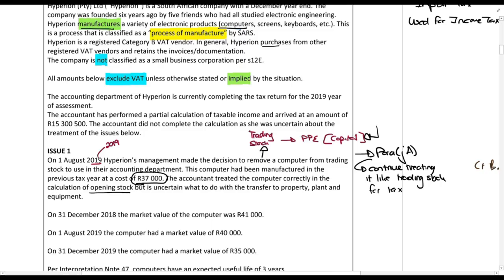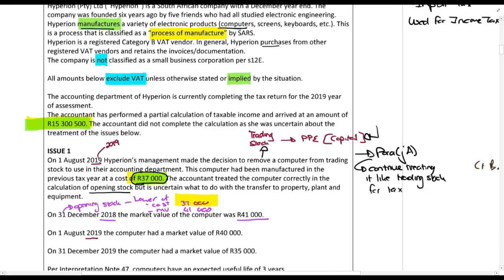Okay, so remember they told us that they've already calculated some taxable income. They tell you that they've correctly included that amount. They tell you the accountant treated the computer correctly, but is uncertain what to do with the transfer to property, plant and equipment. On the 31st of December 2018, the market value of the computer was 41,000. This is opening stock. Now remember, opening stock we do on the lower of cost 37,000 or market value 41,000. So which one would you use? 37,000 rands. They also tell you that the accountant has done this correctly. Okay, so it's already included in there. So there's going to be no need to do anything strange here. That's just a bit of recap of theory.